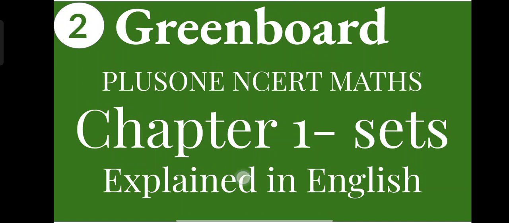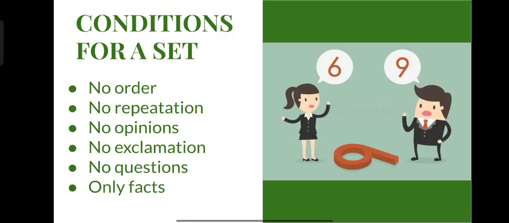So today we are going to discuss exercise questions of chapter 1, sets. So let's move on. Before going to the exercise, we should know what the conditions for a set are. How can we call a collection of objects written between two curly brackets a set? By definition, we know that a set is a well-defined collection of objects. So what does this well-defined mean?